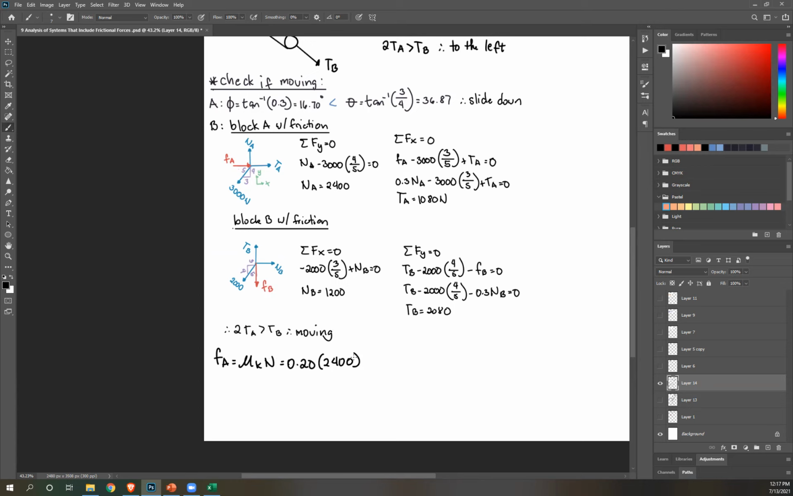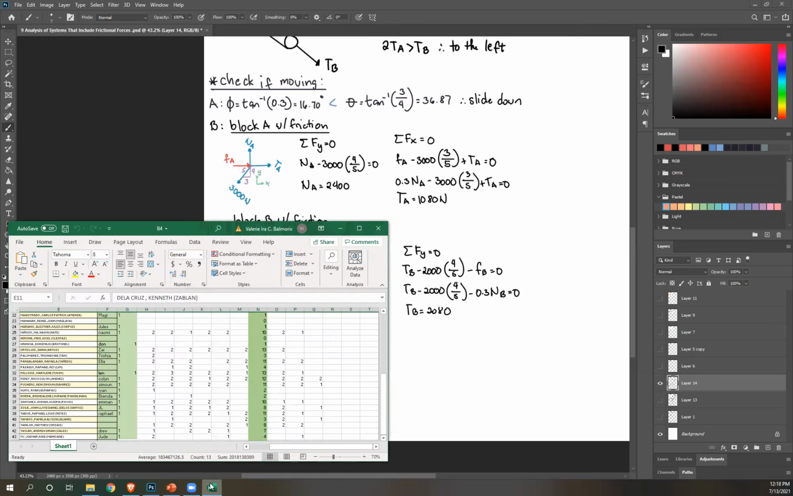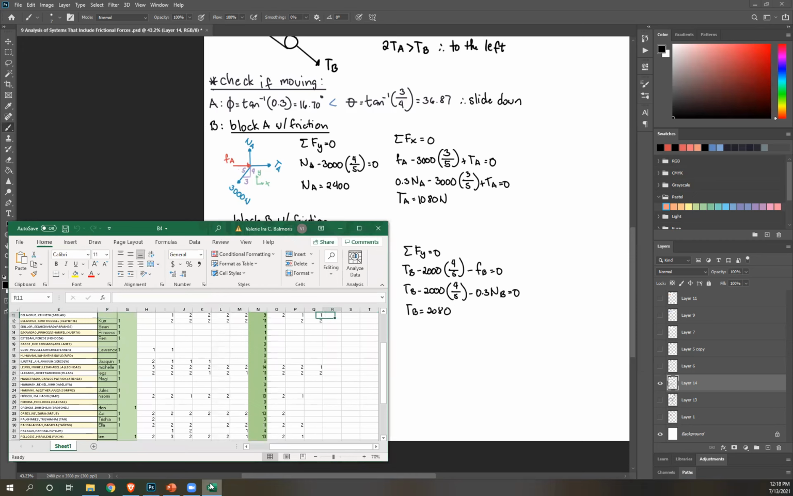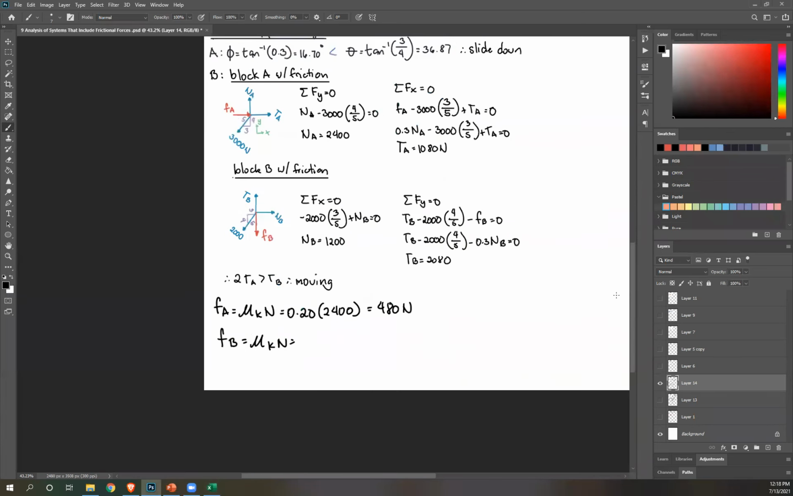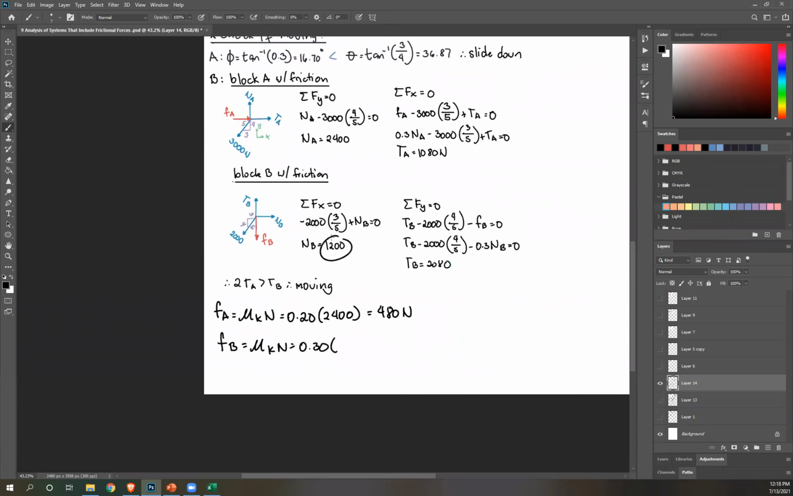Please solve. What's the answer? Correct, Ricky and Rafael. Or 80. So that's our first answer. And then FB, also mu kn. For block B, mu k is 0.30. And then N, again, it's the same because it's independent of your friction.